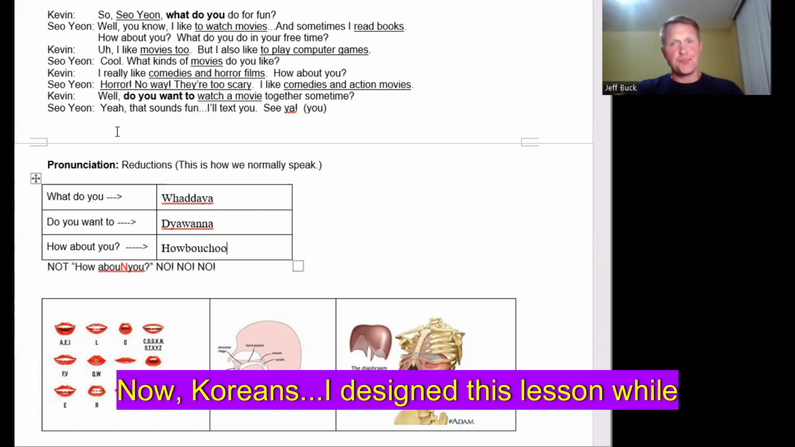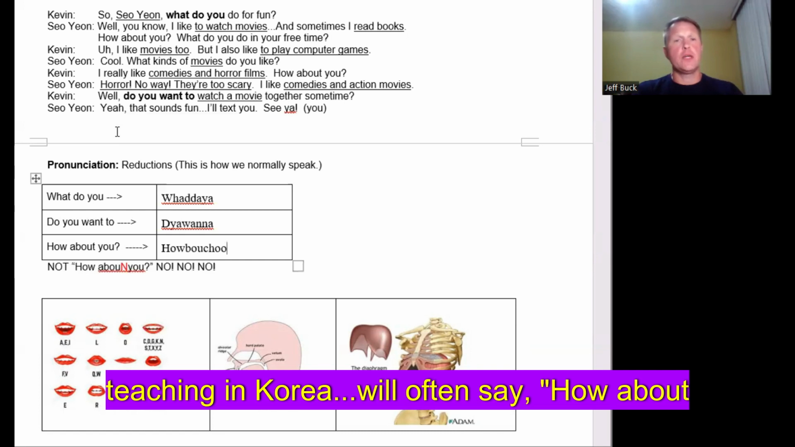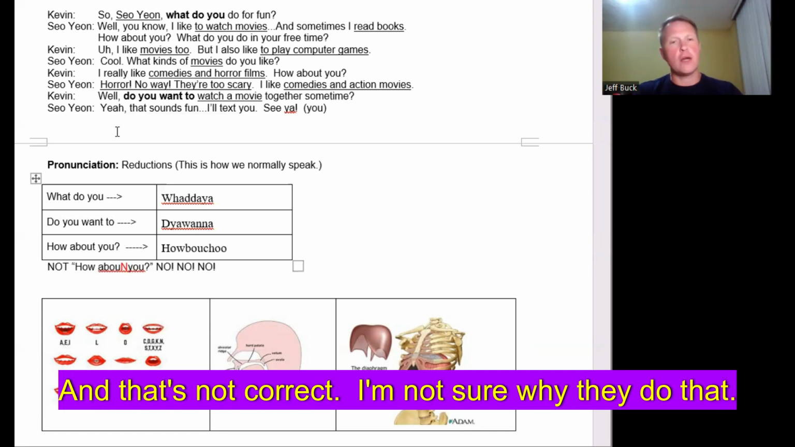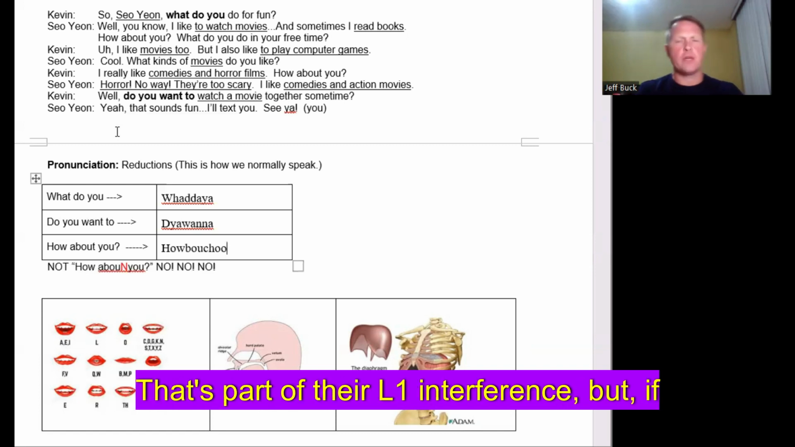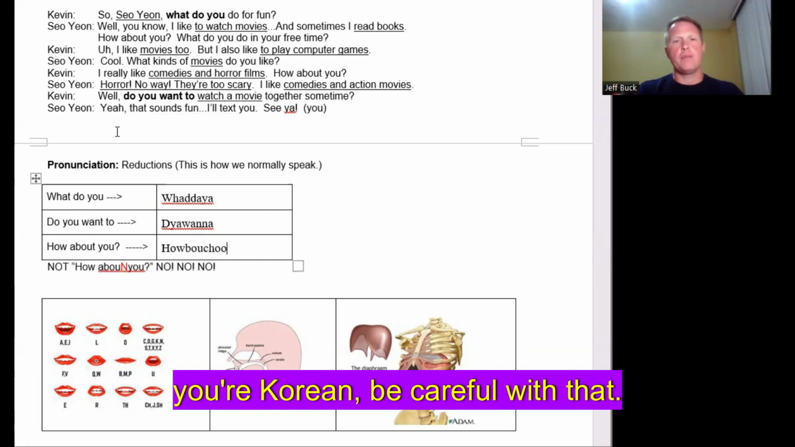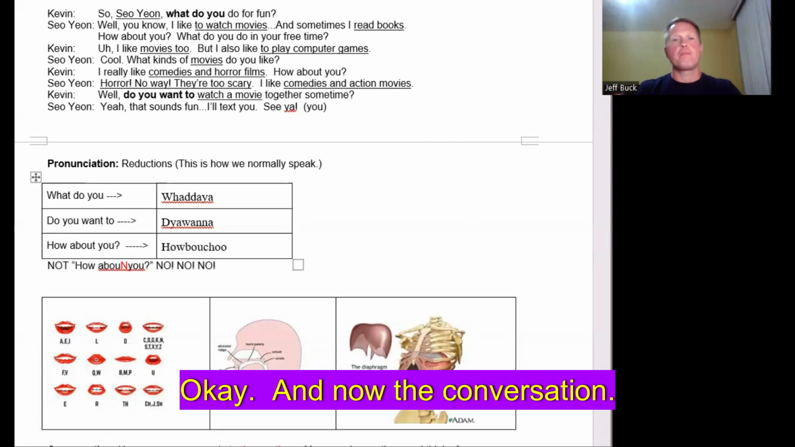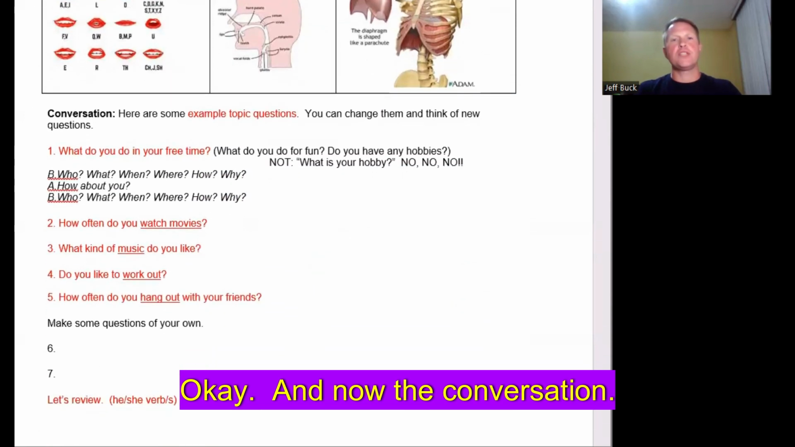Now, Koreans, I designed this lesson while teaching in Korea, will often say, how about you? Instead of chu, they'll say you. And that's not correct. I'm not sure why they do that. That's part of their L1 interference. But if you're Korean, be careful with that. Okay. Now the conversation.